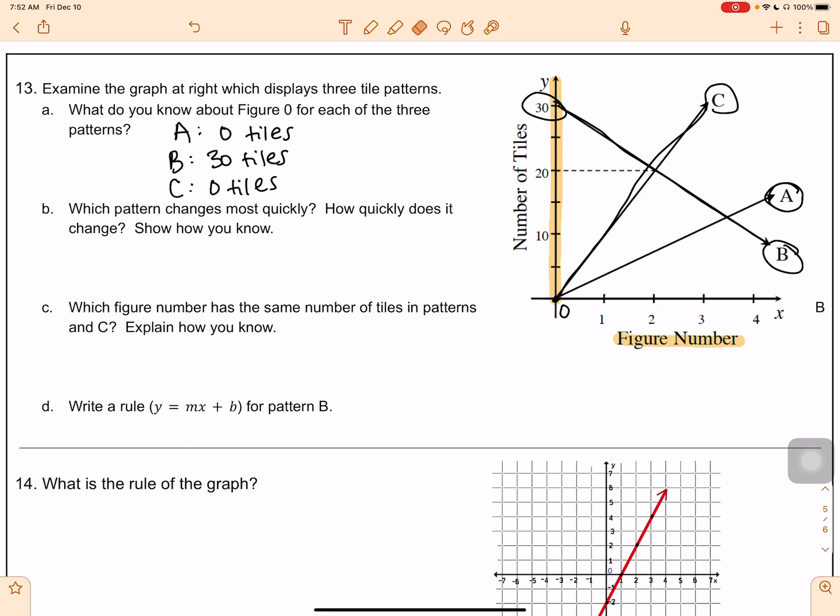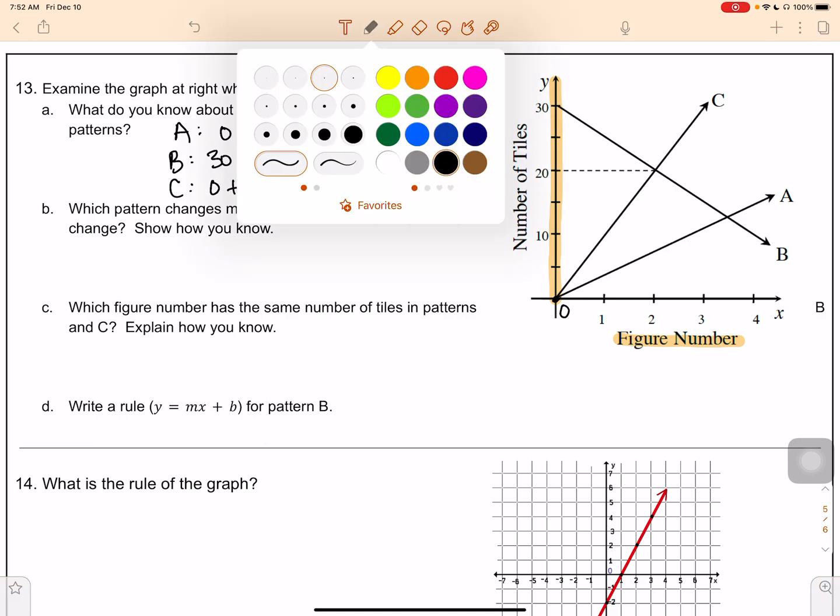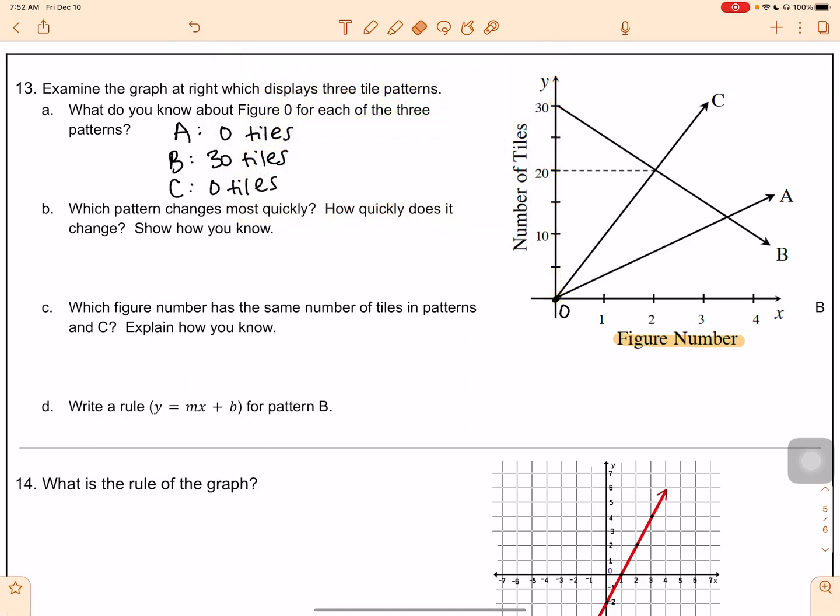Okay, erase some of that. All right, so that's that one. Which pattern changes most quickly? How quickly does it change? That's basically asking which one has a greater rate of change, which is the slope. So if you want to find slope, you have to find 2 points on a line. So for line A, if you look at this, it's the least steep one. C definitely changes at a faster rate than A, so I don't even need to find A's slope.